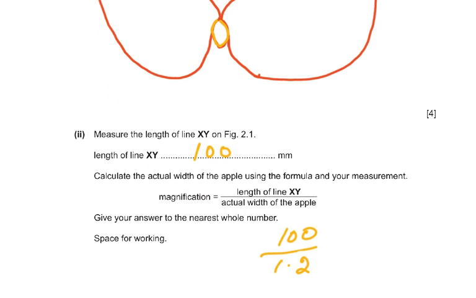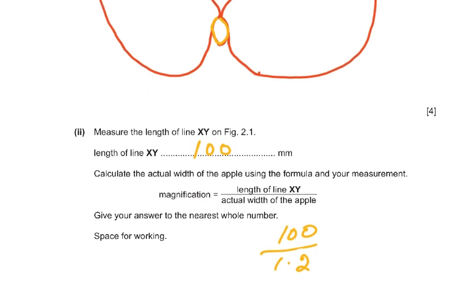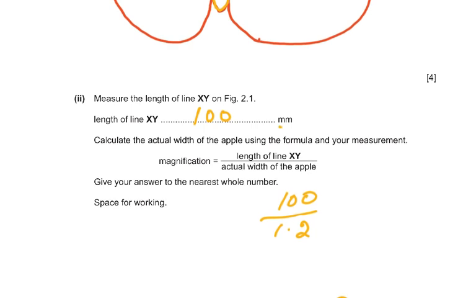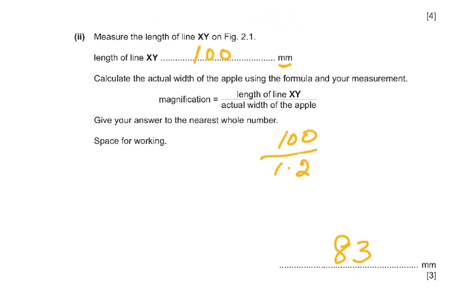Then it says measure the length of XY, which is 100 millimeter or 10 centimeter. They gave you the millimeter part here. Calculate the actual length. So you had to divide 100 by 1.2 and give the nearest whole number. The nearest whole number was 83 millimeters, the actual length.